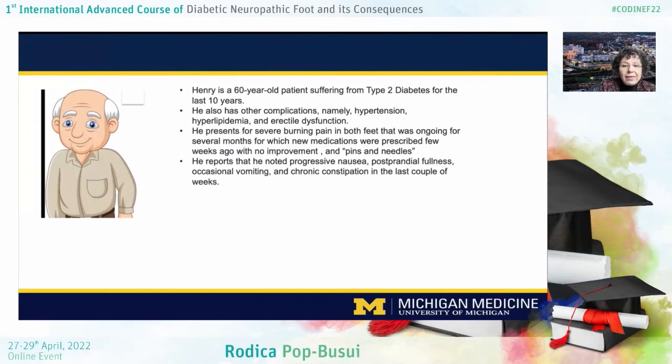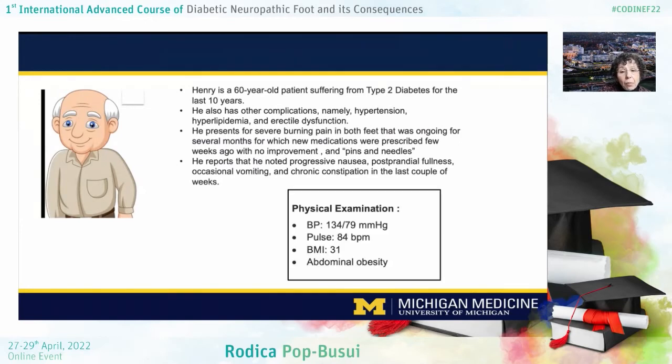This is a 60-year-old patient who suffers from type 2 diabetes with at least 10 years of known history and has many other complications, as you can see. He presented with severe burning pain in both feet that had been ongoing for several months. He had a new medication prescribed. He also had not noted any improvement, and had pins and needles, as well as nausea, fullness, and vomiting.